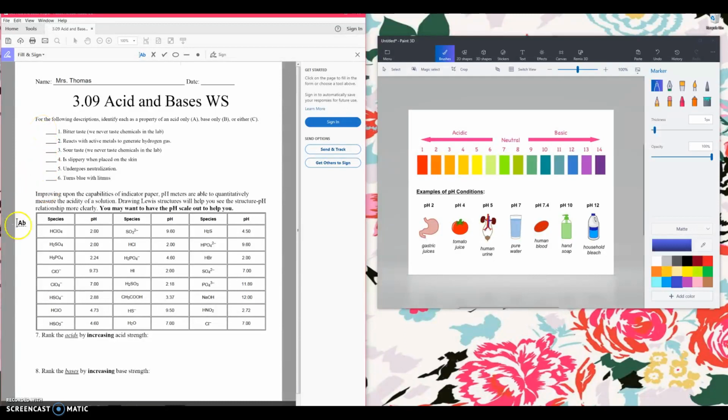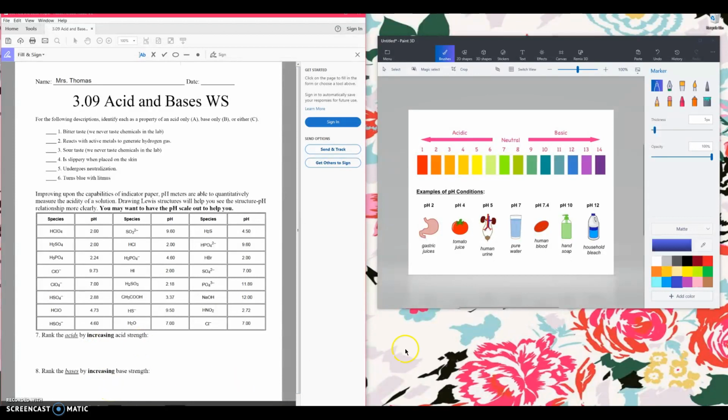The second portion of our worksheet is asking you to look at this list of different species of substances. So some of these are acids and some of these are bases. Some of these also might be neutral depending on their pH level. So in the directions it says to list and measure the acidity for each of these substances. So we're going to use our table here to figure out which ones are acids and which ones are bases. Our job is to list them in increasing acid strength and increasing base strength.